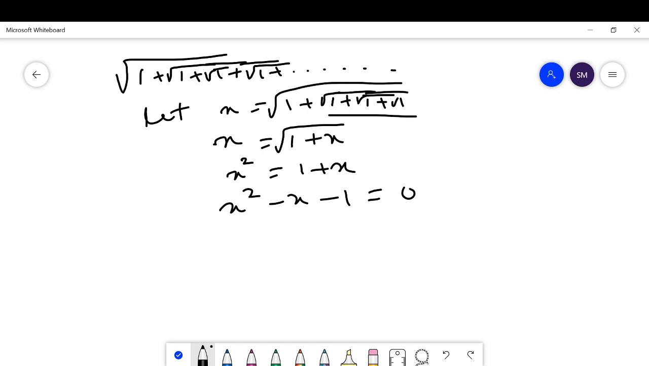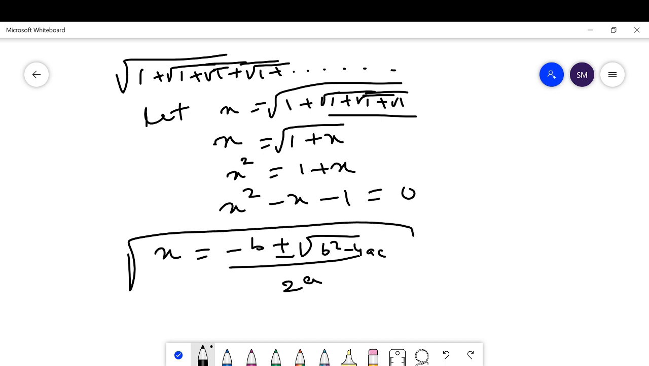Then recall the polynomial: how can you find out the zeros of the polynomials? By Sridharacharya formula, you know very well, x equal to minus b plus or minus square root of b square minus 4ac, upon 2a. These are the zeros of a quadratic polynomial. Then here what is a? A is the coefficient of x square, b is the coefficient of x, and c is the constant. By applying this, you can find out the value.